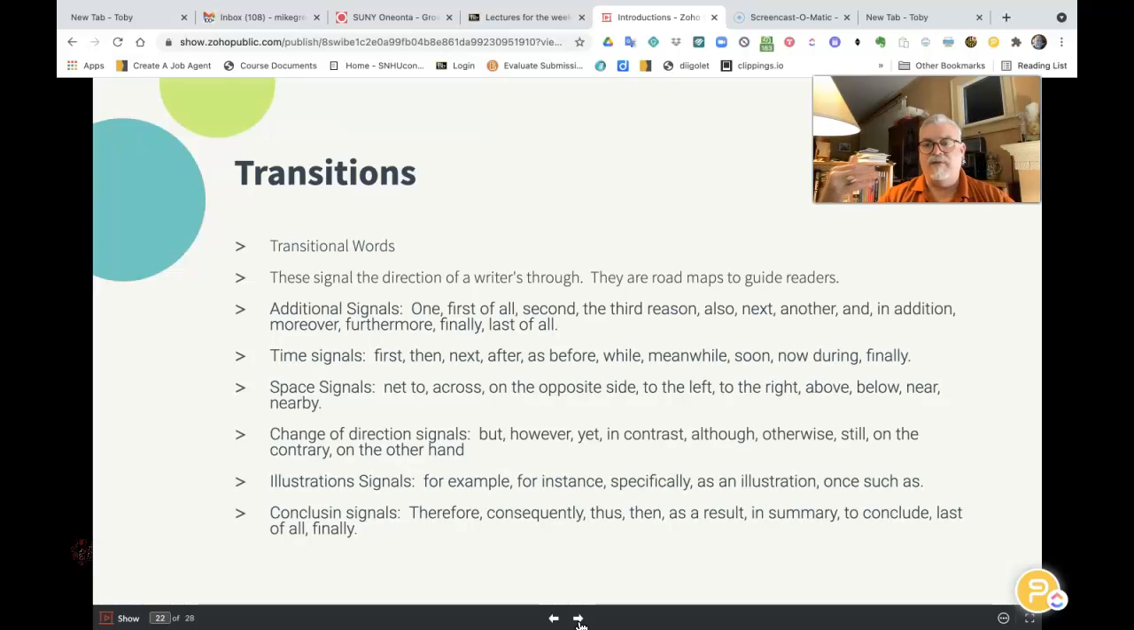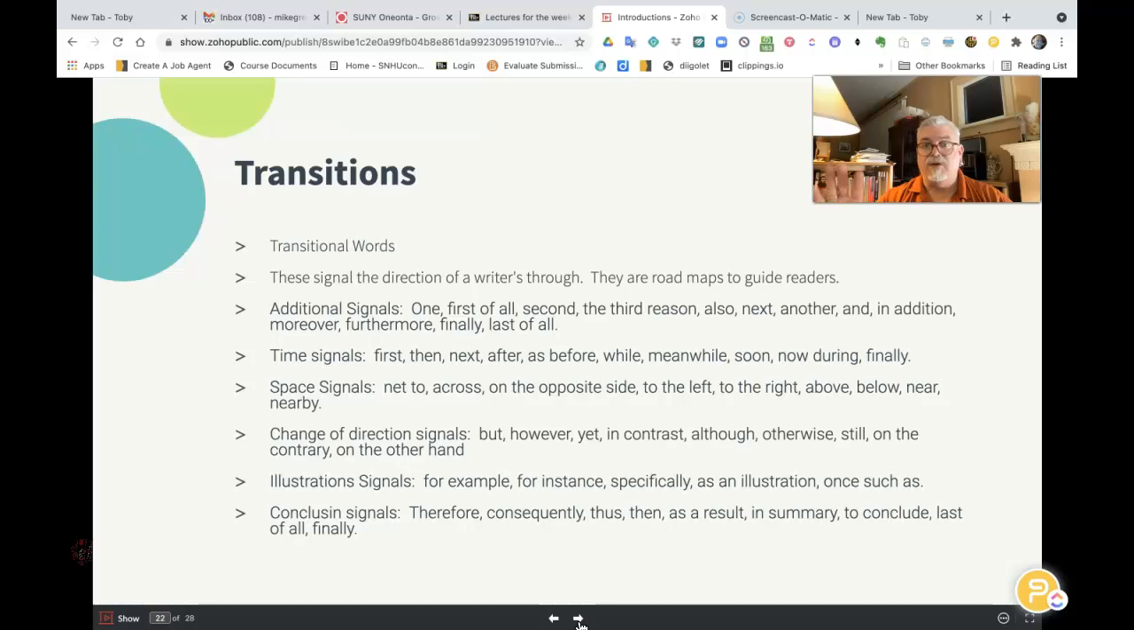Conclusions are very stark stopping points. Therefore, thus, as a result, in summary, to conclude, last of all, finally, in the end, these all show that this is the final concluding point and how these all fit together.